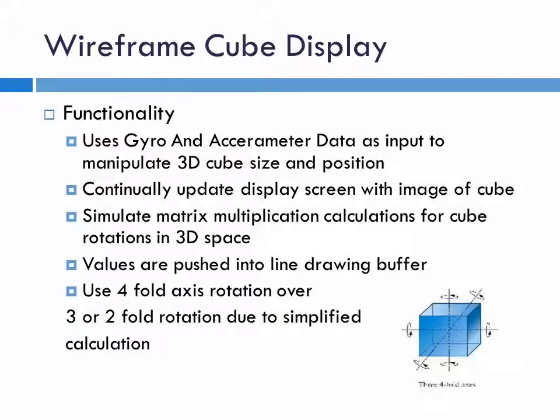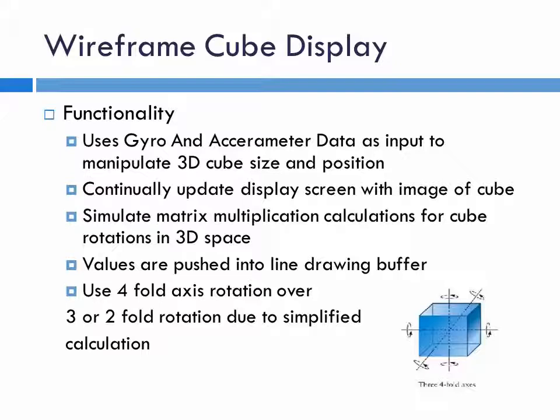Now, moving on from the Bresenham calculation, we're able to take the gyro and accelerometer data and put that together to render a three-dimensional cube. This cube consists of 8 points and 12 lines, and we'll be able to render it on screen via the line drawing buffer and simulate rotation through matrix multiplication, using the gyro and accelerometer data as input to rotate the cube on screen.